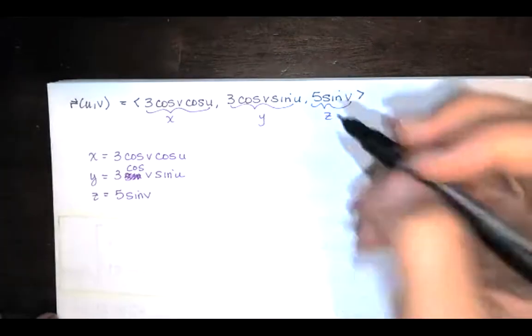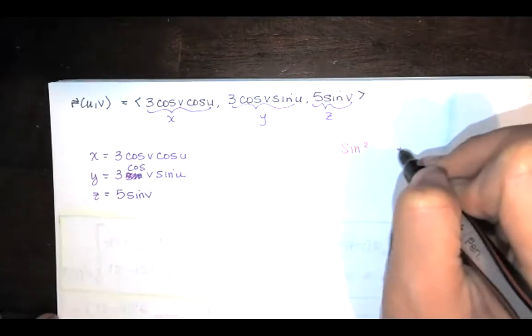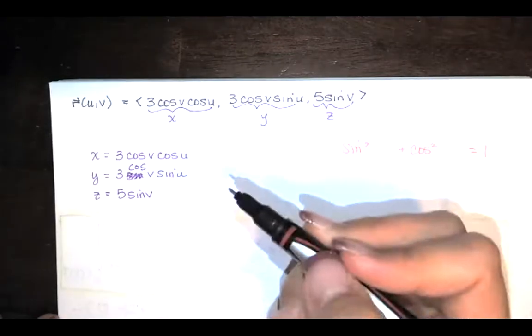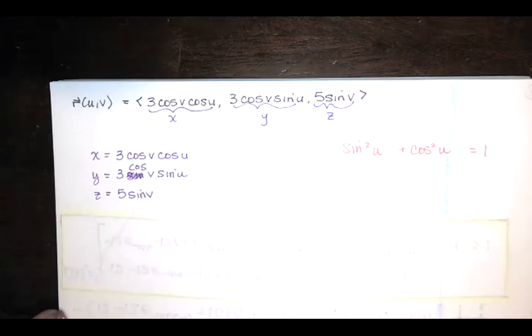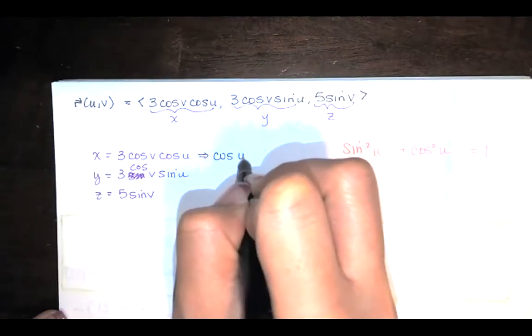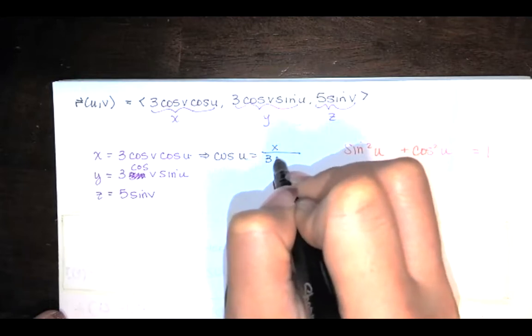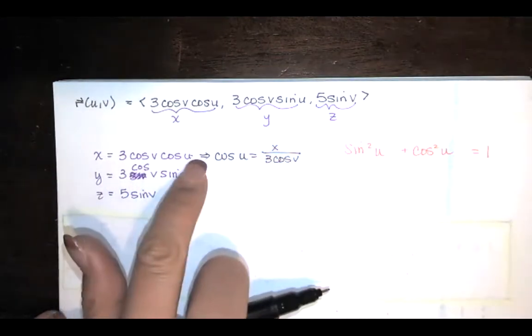Remember that sine squared of an angle plus cosine squared of the same angle is equal to 1. This time I'll use my angle u. So I will take this equation and solve for cosine of u. Cosine of u, if I get it by itself, turns out to be x divided by 3 times cosine of v. So I'm just dividing both sides by that to get cosine of u by itself.